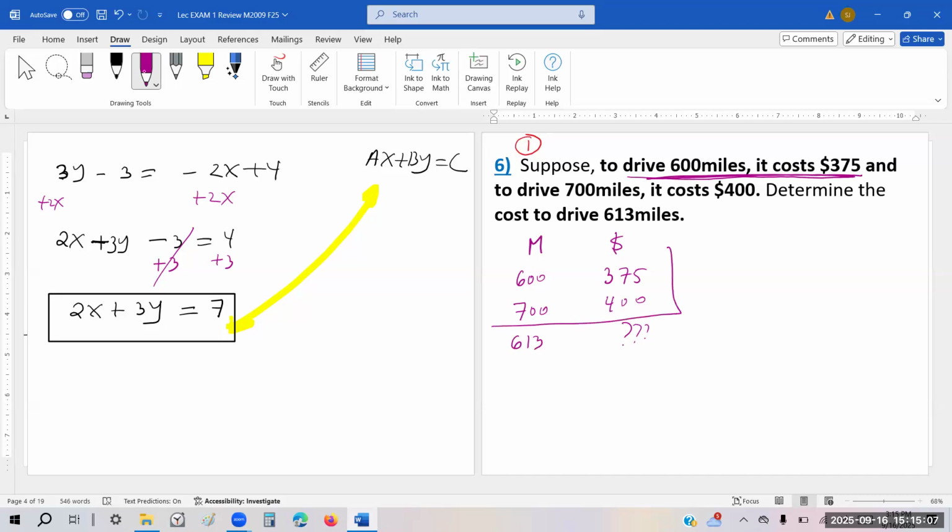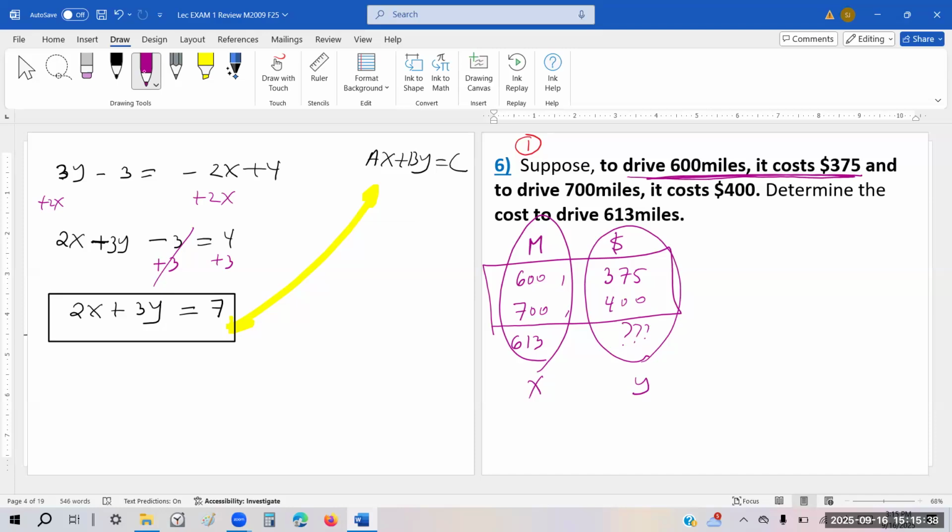So they gave you 2 points. One of them is X, one of them is Y. It's up to you which one you want to make what. It doesn't matter. Let's say since this is missing, suppose this is Y, and let's say this is my X. So if I do that, I can easily substitute X with 613, and then we can solve for Y. But you can do it the other way around, no problem.